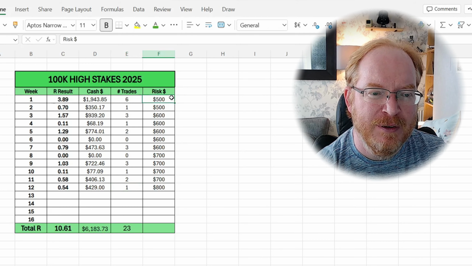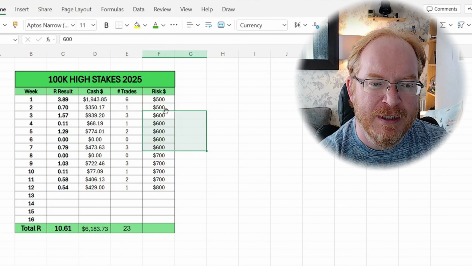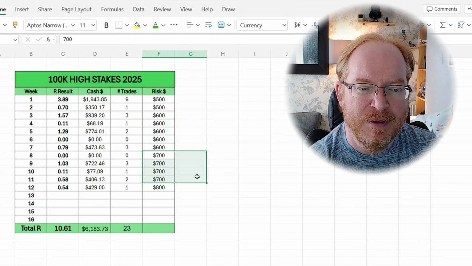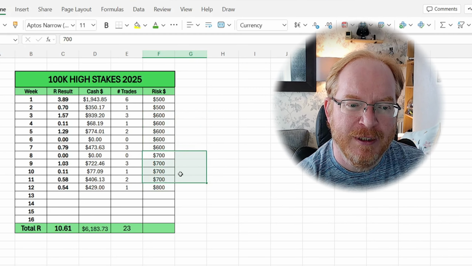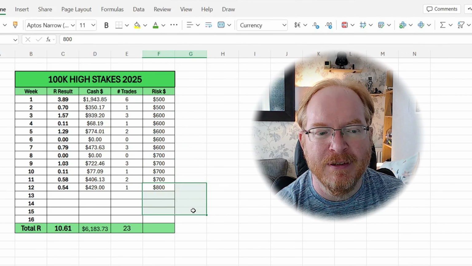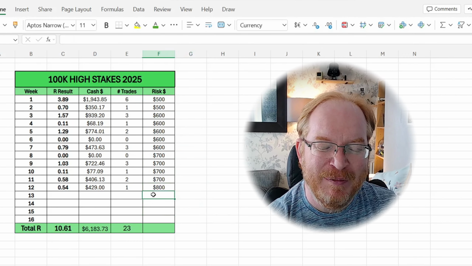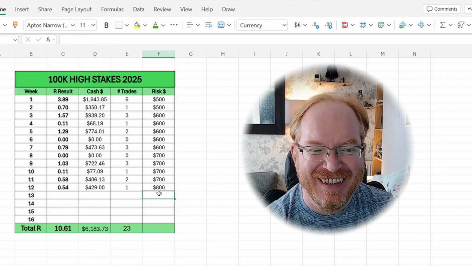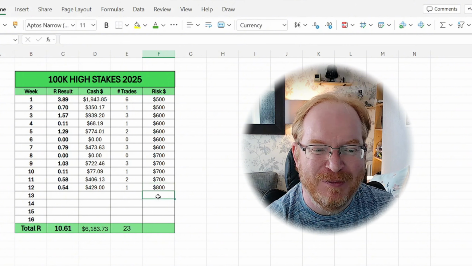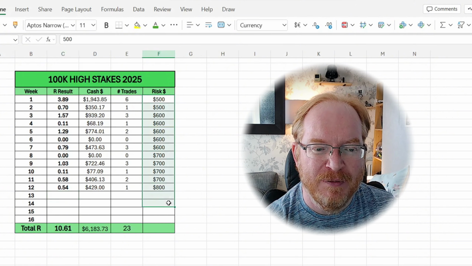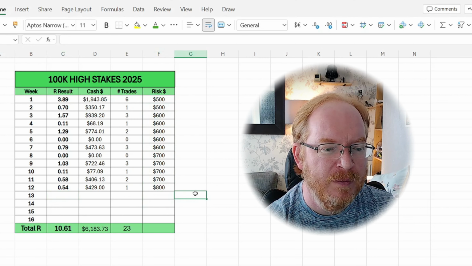You can see we started off risking $500 per trade for the first 2 weeks. Then we went on to $600 per trade for the next 5 weeks. Then we moved on to $700 per trade for the next 4 weeks. And now we're on to $800 per trade for however many weeks we decide. We only decide that in advance. We don't randomly change it during the week. So it'll be $800 now, unless we get a losing week, in which case it may well drop back down to $500. We'll come back to that. But that is it.